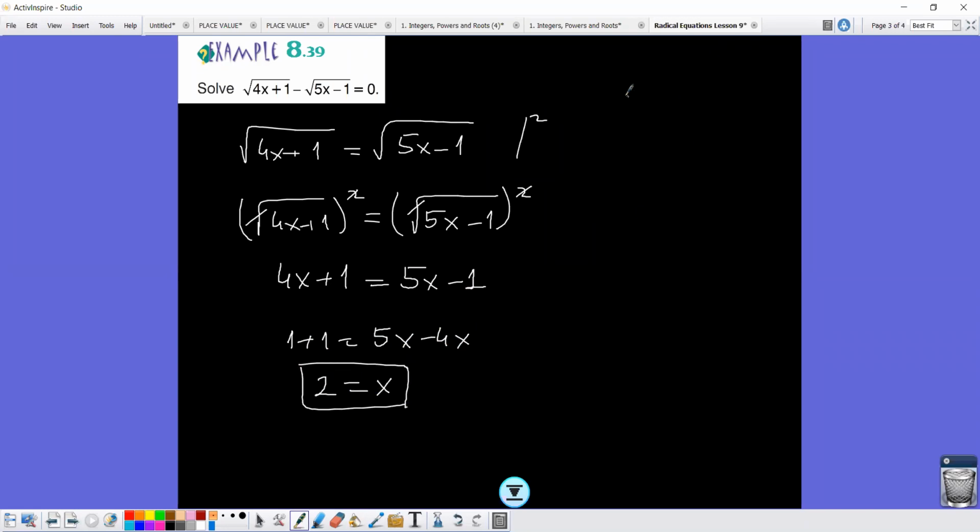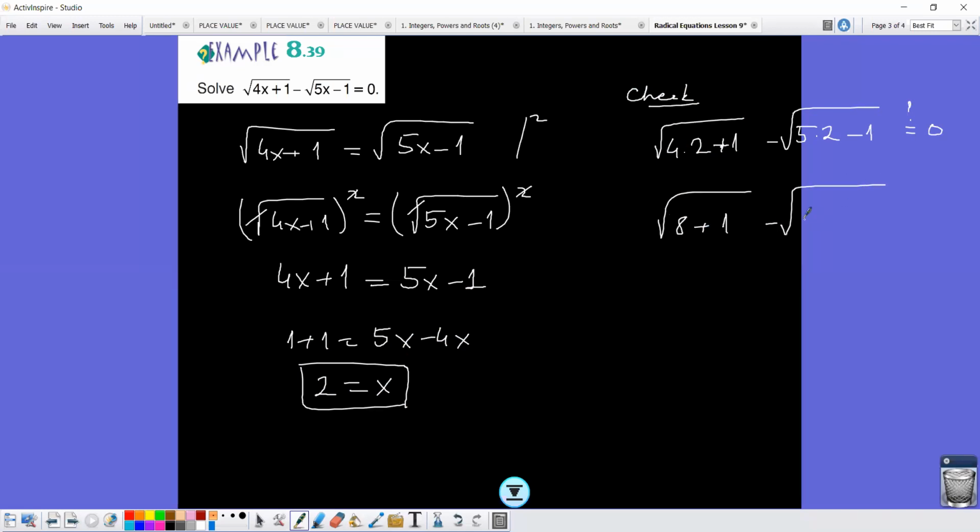And let's check if it is correct. 4 times 2 plus 1 minus 5 times 2 minus 1, this is plus, is equal to 0. Let's check if it will be. What we have here, 8 plus 1 minus 10 minus 1 is equal to 0. So we have root of 9 minus root of 9. So it is correct. Okay?